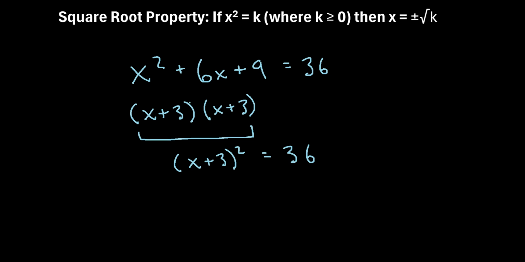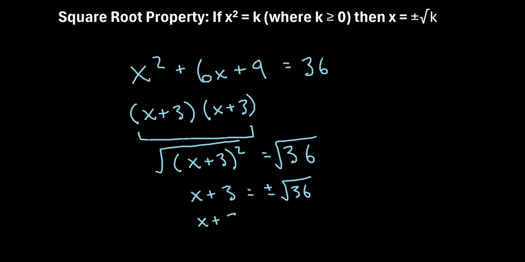And again, to solve for x, we can apply the square root property where we take the square root of each side. So when we take the square root of this side, we're just left with this expression that's inside the parentheses. So we're left with x plus 3 is equal to plus or minus the square root of 36. Now, the square root of 36 is just 6. So we really have x plus 3 is equal to plus or minus 6.